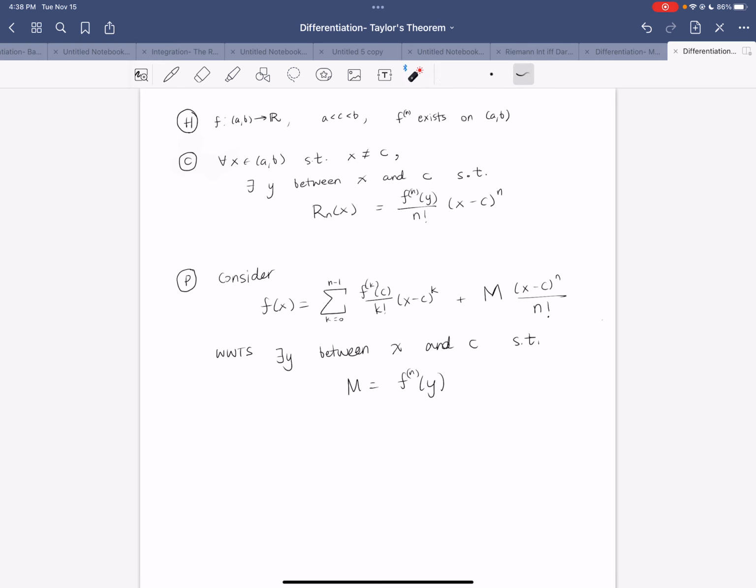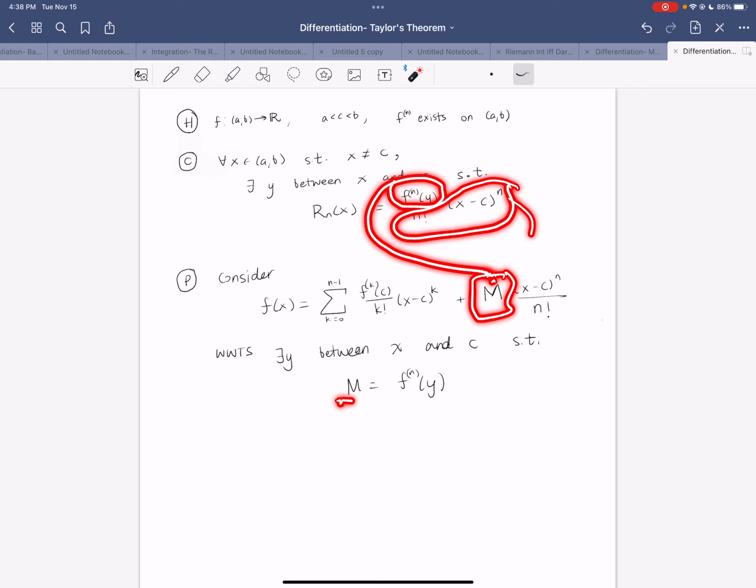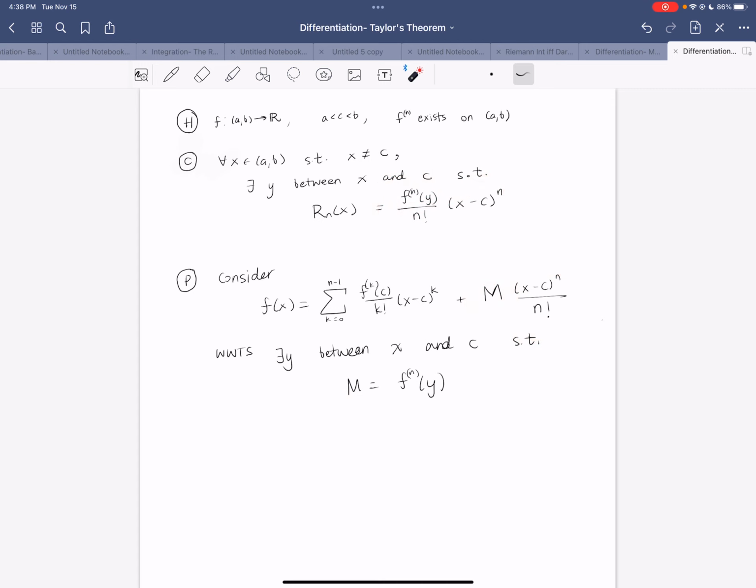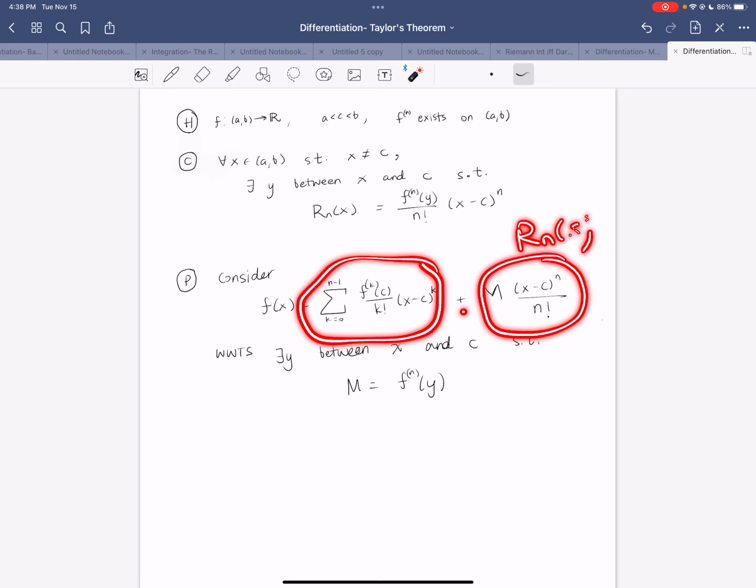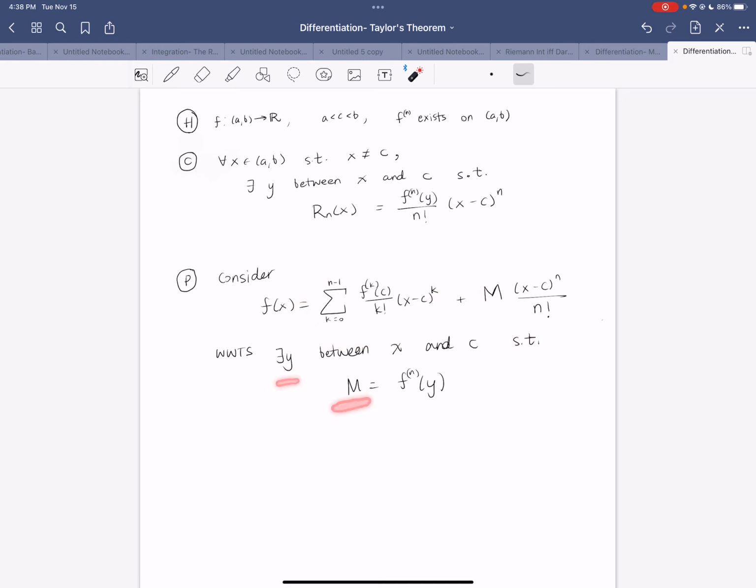Because if we can show there's an m, then take that, let me see. Oh, yeah. This would be equal to this, and then this is this part right here, right? So our nth partial sum plus the remainder, that's our r sub n of x. So we just need to show that there is a y such that the nth derivative of f at y is equal to m. Okay, and now here's the approach.